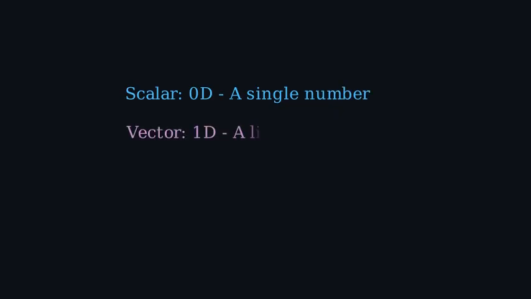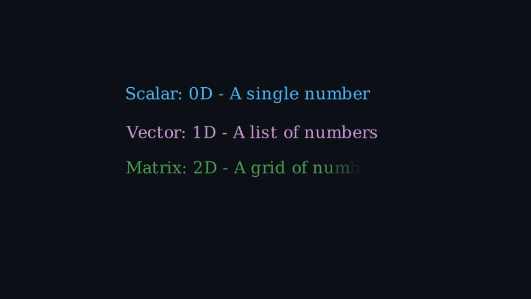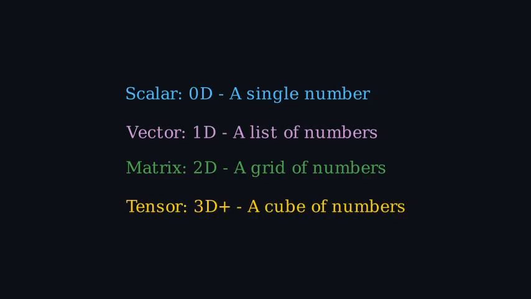To recap, AI translates the real world into numbers using tensors of various dimensions. Scalars represent single values, vectors represent feature lists, matrices represent 2D data like grayscale images, and higher dimensional tensors represent complex data like color images or video. Understanding this structure is essential because all of machine learning is simply mathematical operations performed on these tensors.